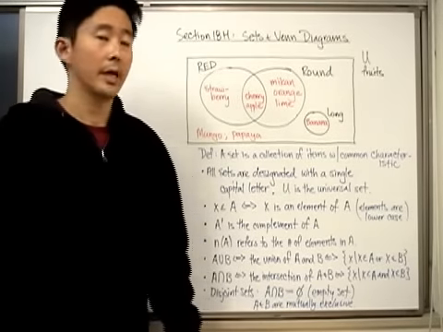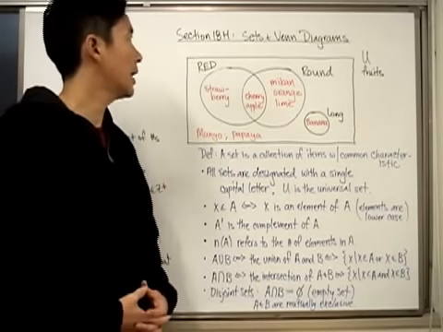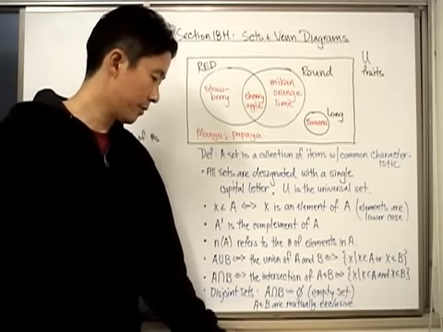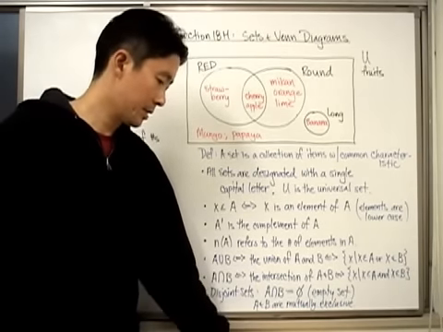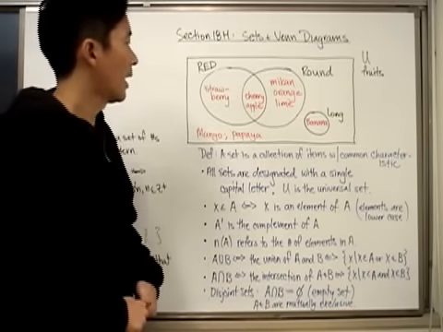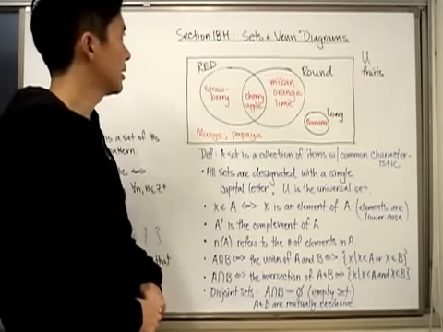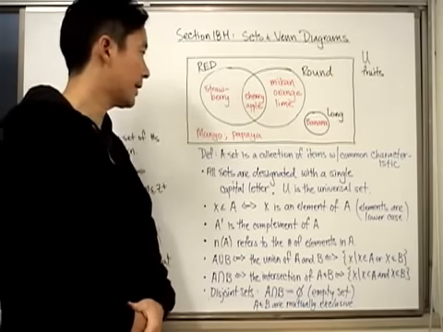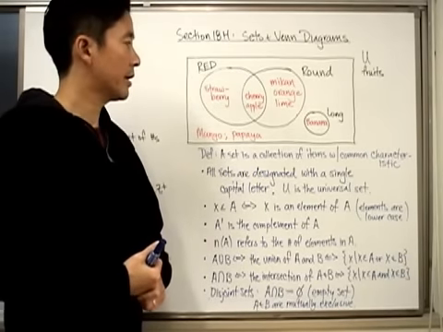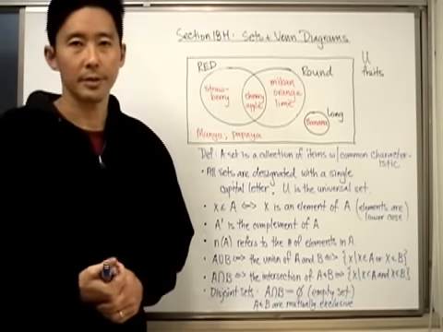Okay everyone, let's go ahead and start off with section 18H, which is called sets and Venn diagrams. Again, we have gone over most of these things in the IGCSE course, but let's go ahead and review them. Now, by definition, what we have is a set. And we're going to say that a set is a collection of items with a common characteristic.